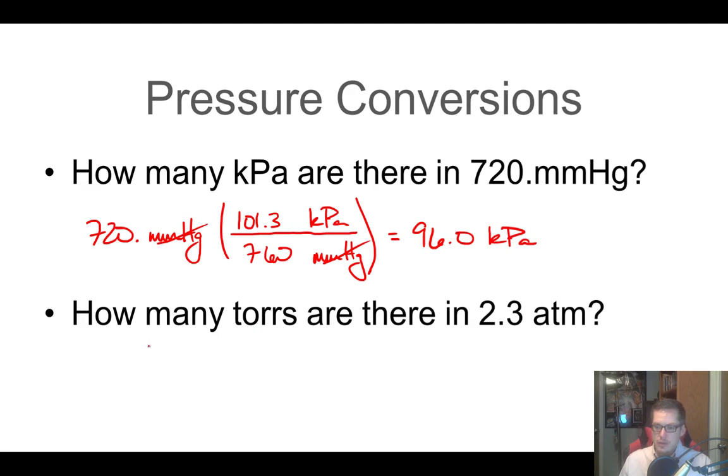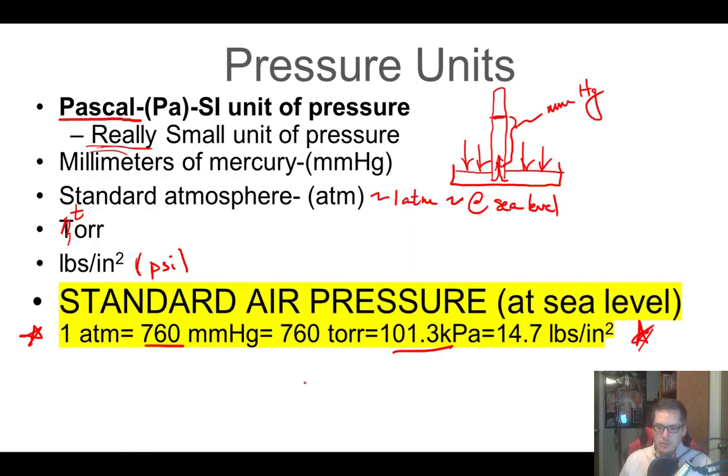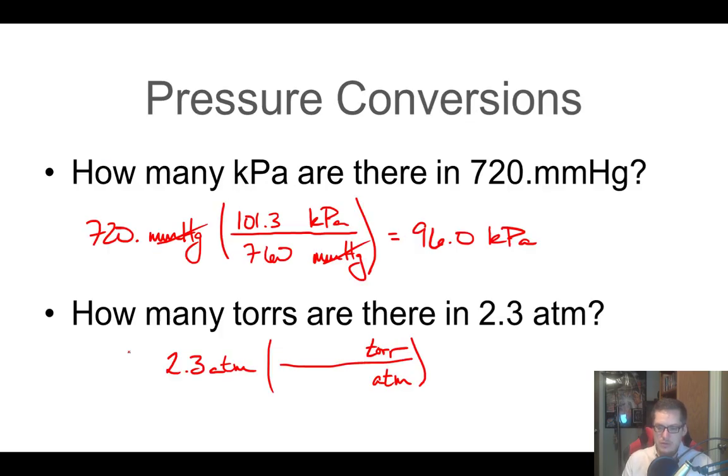Easy peasy. This one says, how many torr are there in 2.3 atmospheres? Same idea. We've got 2.3 atmospheres. Draw our little dimensional analysis parentheses. Atmosphere goes on the bottom because that's where we're coming from and we need it to cancel, and torr goes on the top. We find atmospheres and torr in our list: atmospheres right here, torr right here. So it's 1 on the bottom, 760 on the top. And Bob's your uncle.